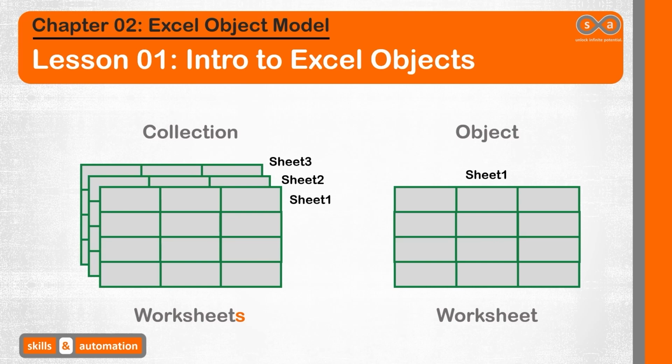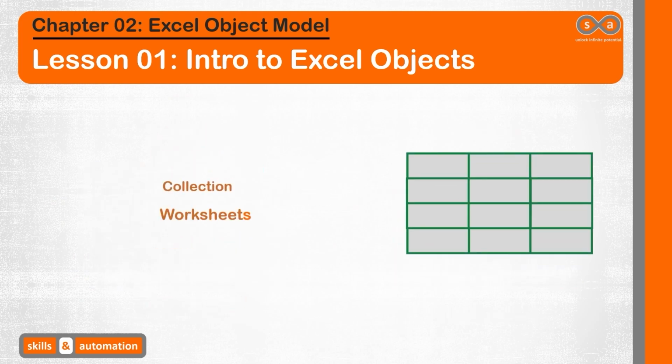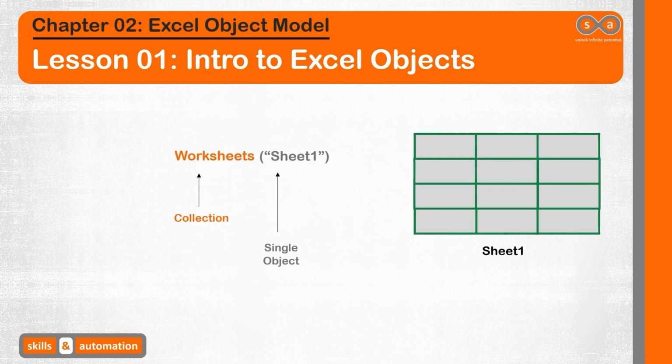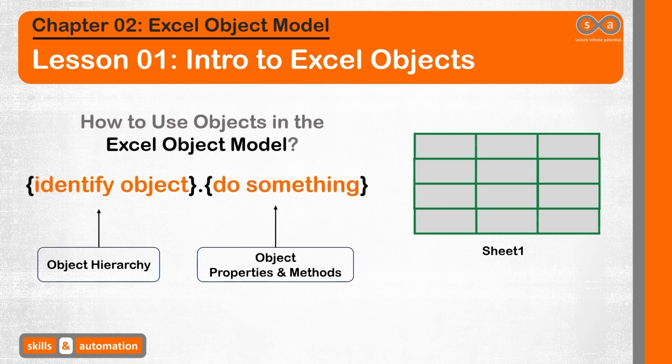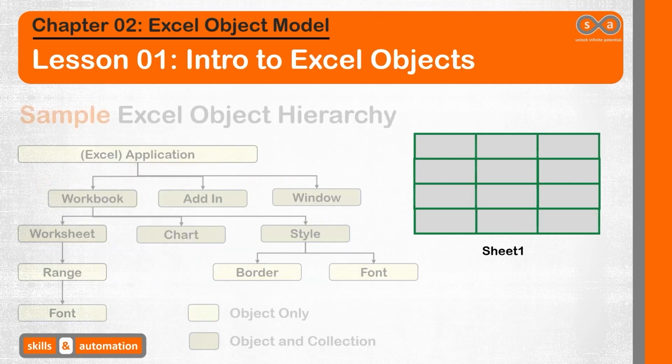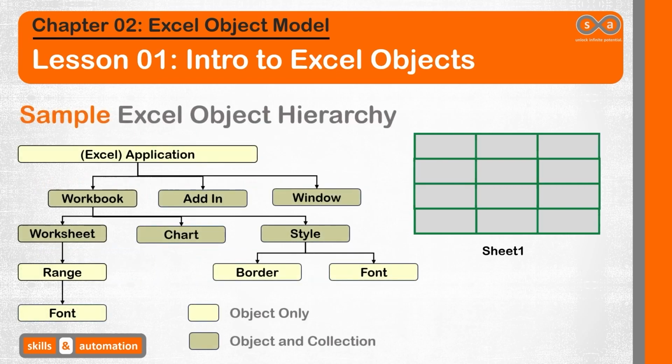And note that the collection names in VBA are usually the plural of the object name. So we have a worksheets collection and a worksheet object. We can refer to an individual worksheet within the worksheets collection by using the worksheet tab name or its index number if you know it. The objects in Excel are arranged within a hierarchy known as the Excel object model. In Excel VBA, to manipulate an object, we first need to identify it. And the way to identify the object is to refer to it using the hierarchy within the object model.